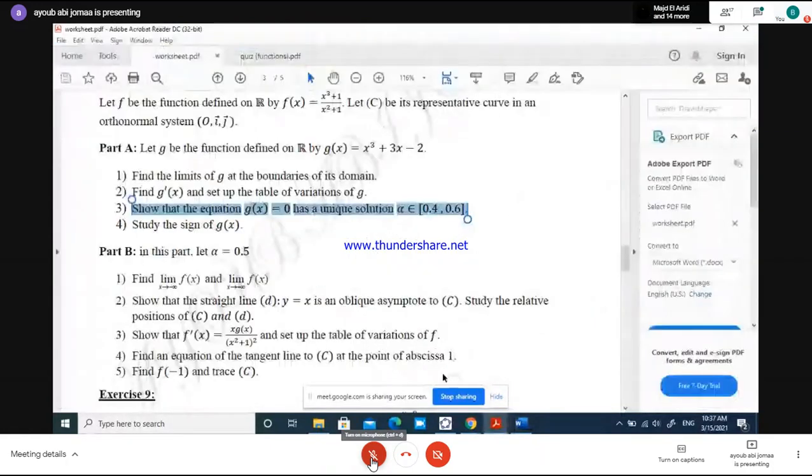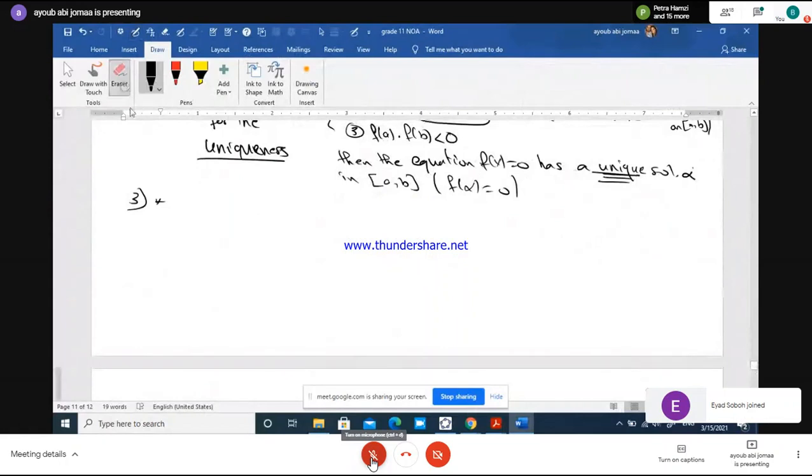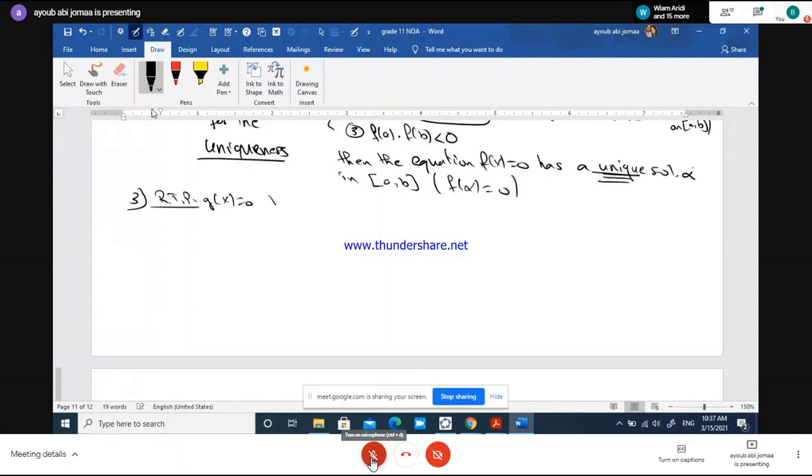Okay, in this example, or in this exercise, show that g of x equals 0 has a unique solution alpha in the interval 0.4, 0.6. You have to prove that g of x equals 0 has a unique solution alpha in the interval 0.4, 0.6.